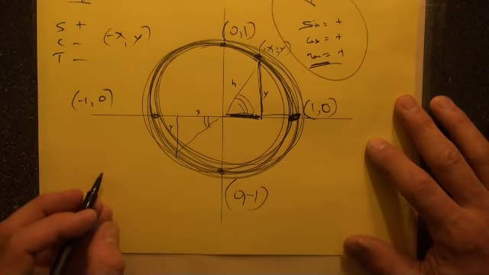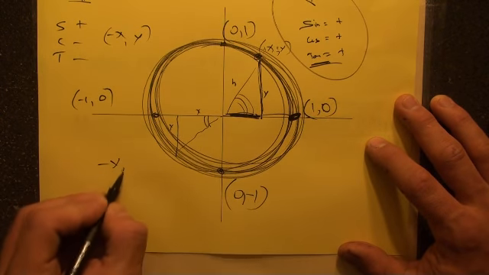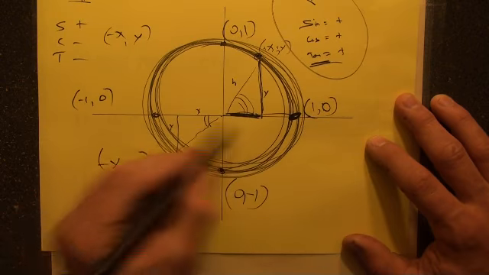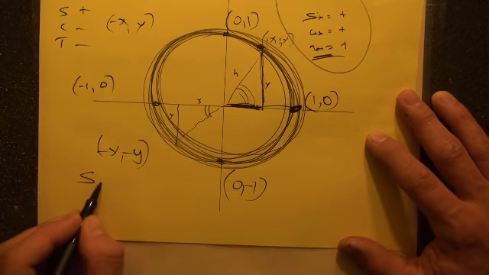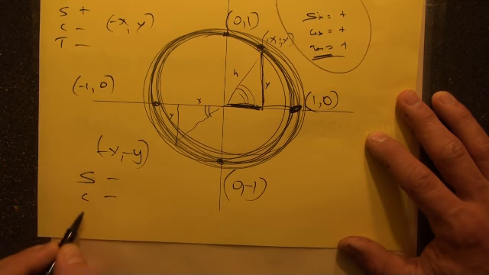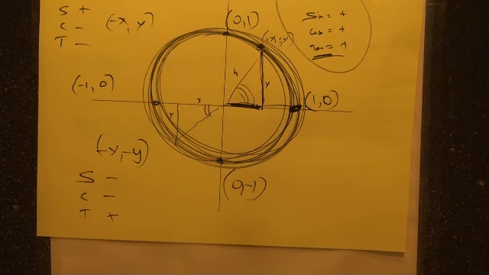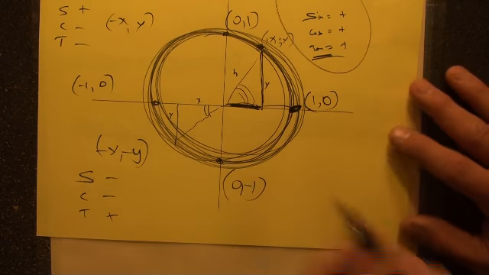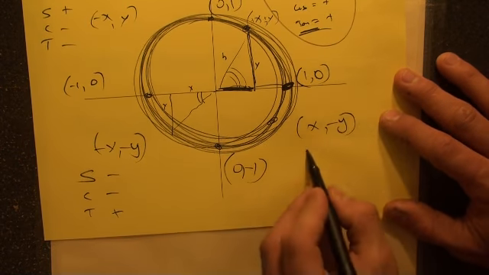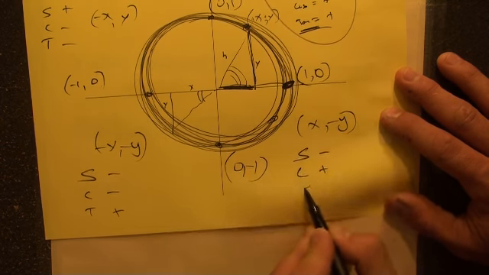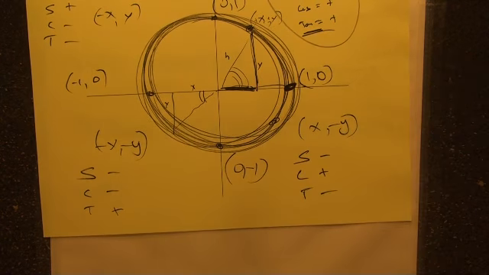See that? It's already helping. Over here, what do you got? -x, -y, right? How do you get to any of these points? You got to go left, and then down. So negative, negative. Sine is negative. Cosine is negative. Tangent is positive. Negative divided by negative. What about over here? Positive x, negative y. Sine is negative. Cosine is positive. Tangent, therefore, is negative.